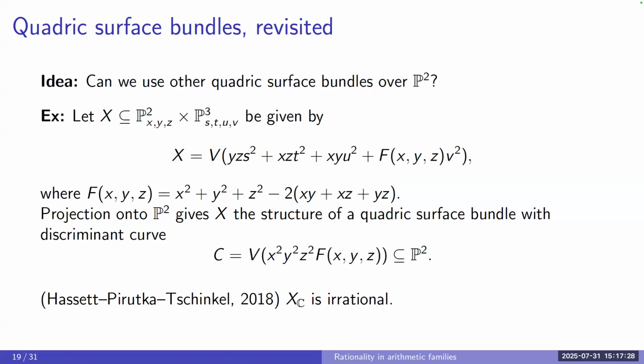This is the example that Hassett, Pirutka, and Tschinkel used to construct their family where they have these irrational fibers. They degenerate to this setting where they can show that this fourfold has non-trivial unramified cohomology, a Brauer obstruction to rationality. So you could try to use this X instead. It's certainly defined over Q, and you actually know that it's geometrically irrational.